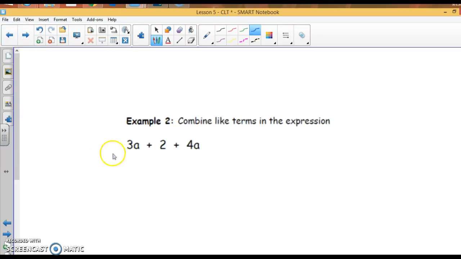This one, I've got 3 apples plus $2, whatever, plus 4 apples. If I put those in a bowl, can I add 3 apples plus 4 apples and get 7 apples? I don't have anything to add to this $2, so just bring down plus 2. So our final answer here, simplified, is just 7a plus 2.